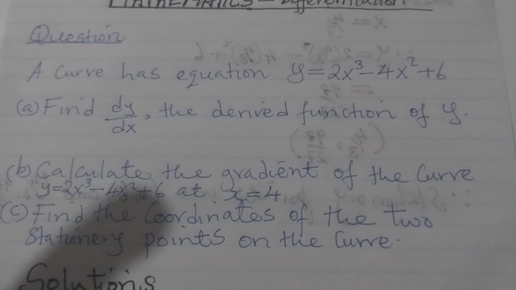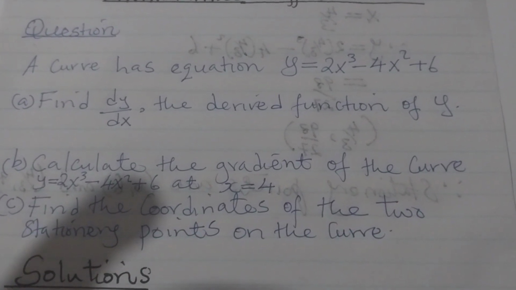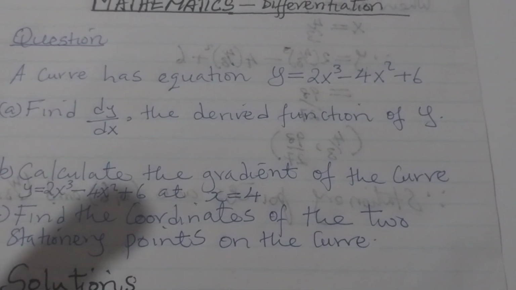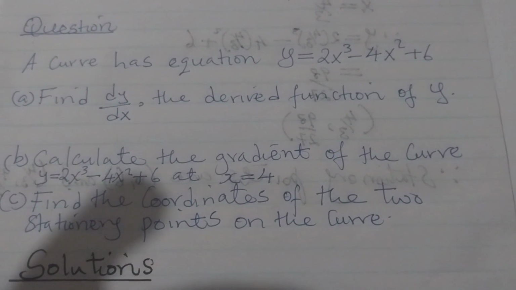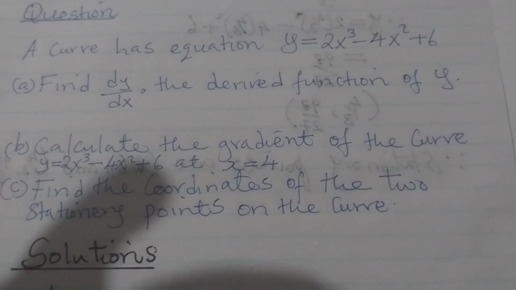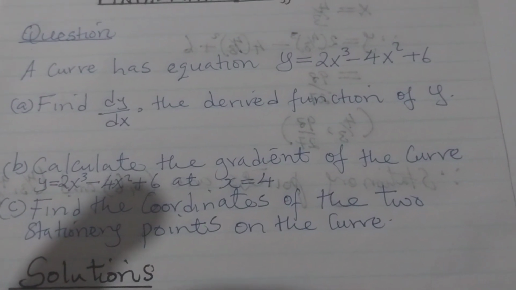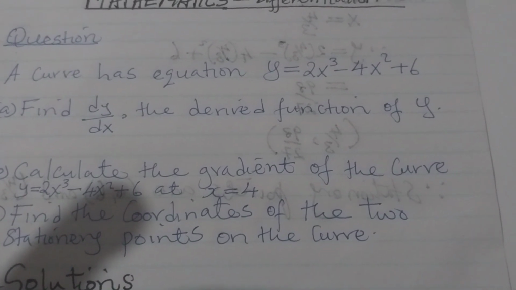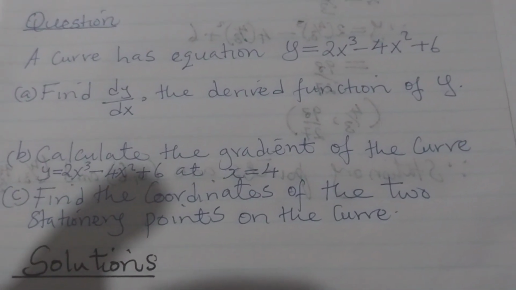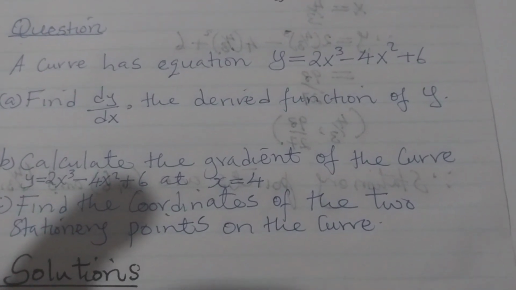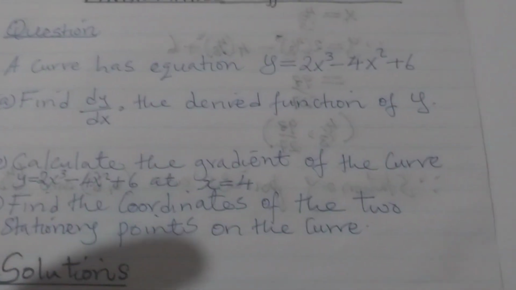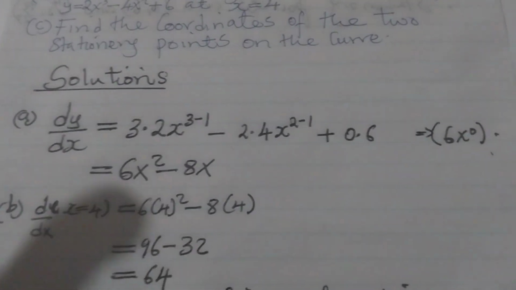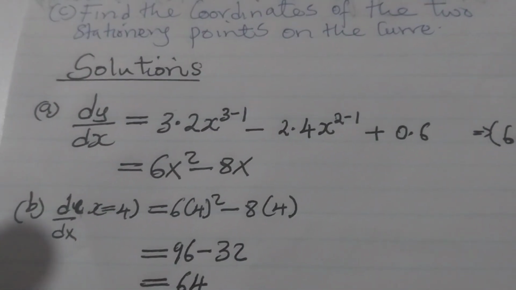So our question today: you are told that a curve has an equation y is equal to 2x cubed minus 4x squared plus 6. In number A, you are told to find dy dx, which is the derived function of y. In number B, you are told to calculate the gradient of the curve y is equal to 2x cubed minus 4x squared plus 6 at x is equal to 4. In number C, you are told to find the coordinates of the two stationary points on the curve.